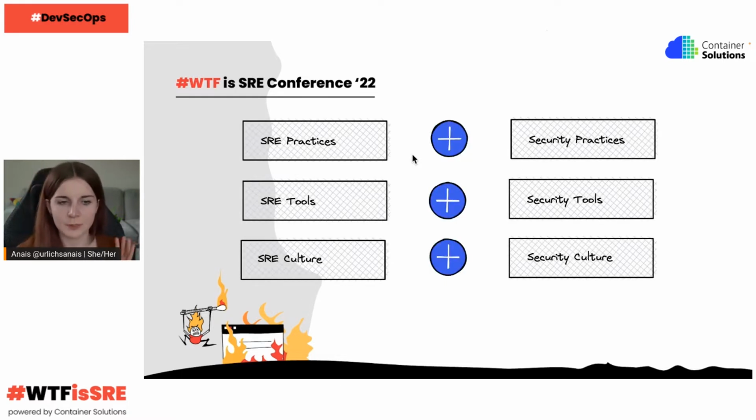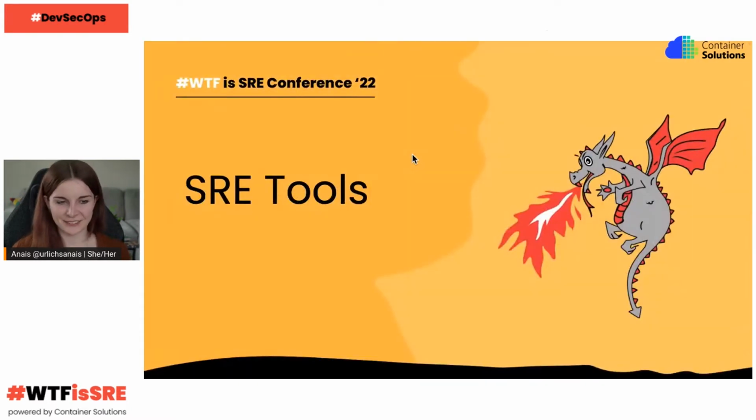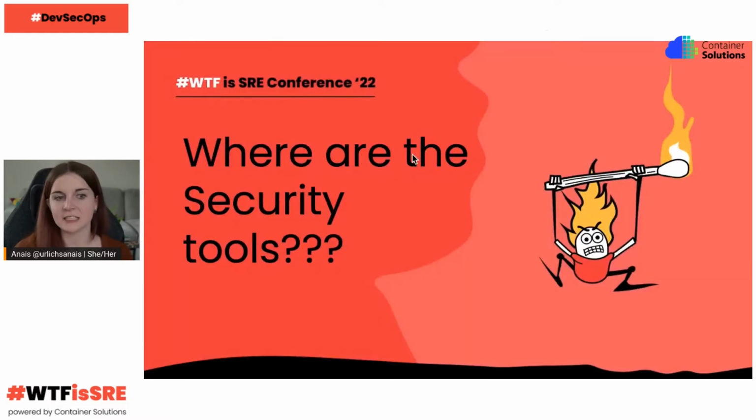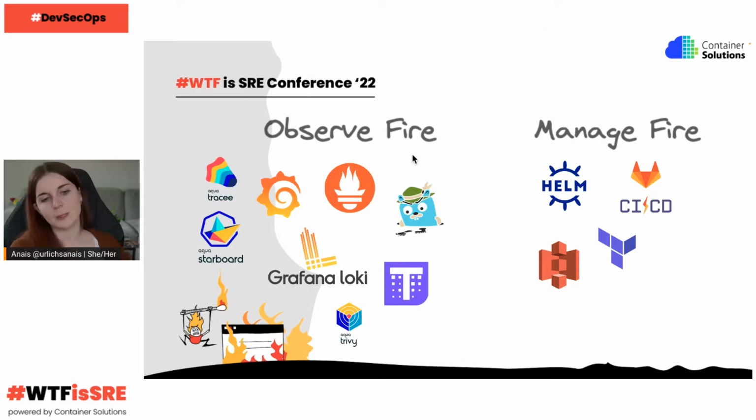So this slide is a bit useless. It's basically combining both practices, tools, and culture to implement security-related tools. So the SRE tools that I talked about at the beginning, right? And when I joined Aqua, I was thinking, oh, where were the security tools that we weren't using? Where were they, right? So this is not supposed to be an Aqua first talk.